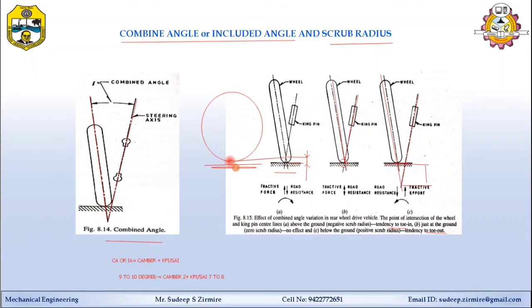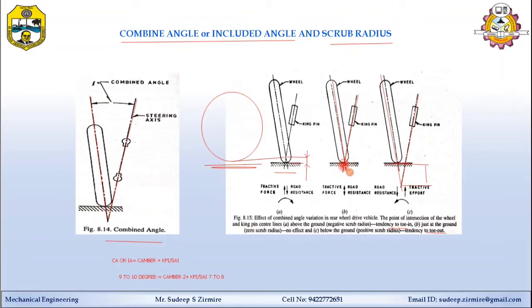This is the scrub radius you can see here. In standard practice, by experience, the scrub radius point lies slightly below the ground, because in variable running conditions it keeps the straight ahead position. If the point goes up and down, it creates toe-in and toe-out.